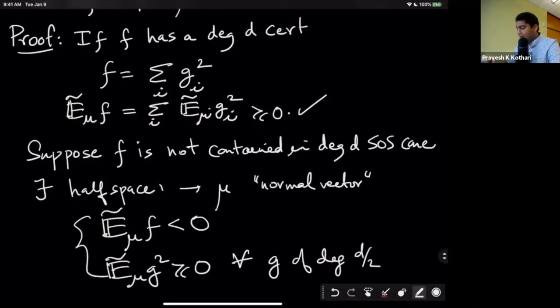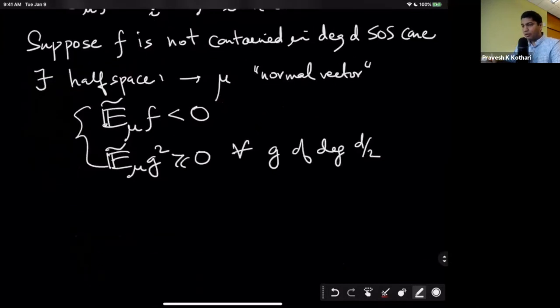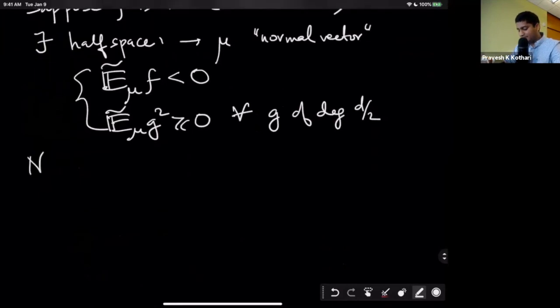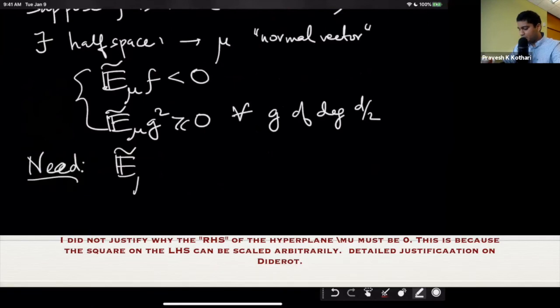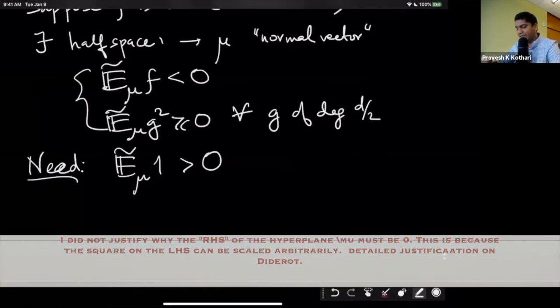Okay. But as Alex pointed out, what have we not proven? We haven't proven that tilde E mu of 1 is actually 1. That's what we are lacking right now. Okay. So what remains? It remains to be shown that tilde E mu of 1 is bigger than 0, because if it is bigger than 0, I can just scale it and make it 1. And because these two claims above are scale invariant, it will not really affect them.